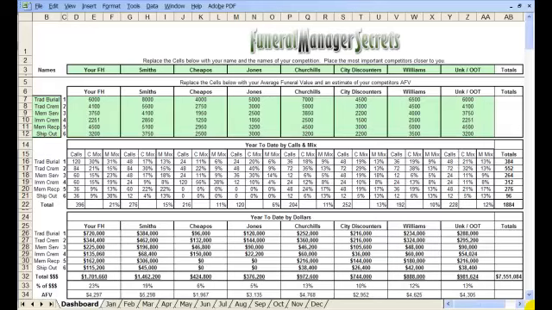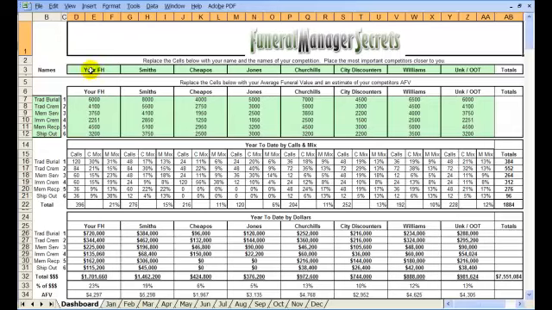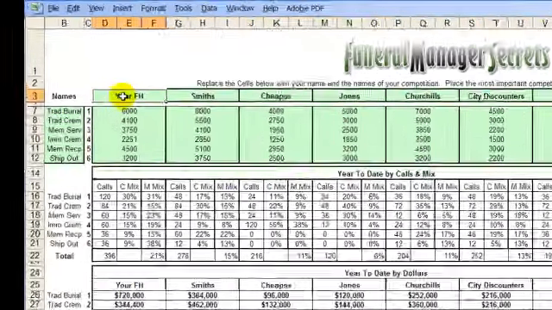So let me give you a brief overview of how the competition and mix tracker works. We're here on the dashboard, and you can see we're on the dashboard tab down here at the bottom. And here is my sample spreadsheet that I've inserted some numbers into so that you can see how it looks. What you want to do first is have the name of your funeral home here, and you can just type that in.